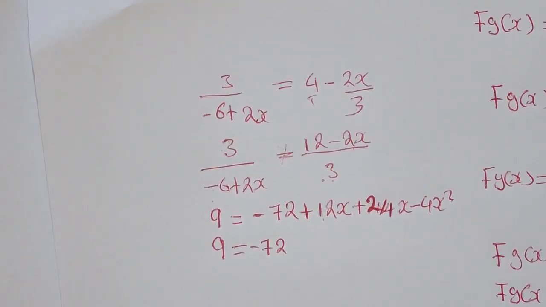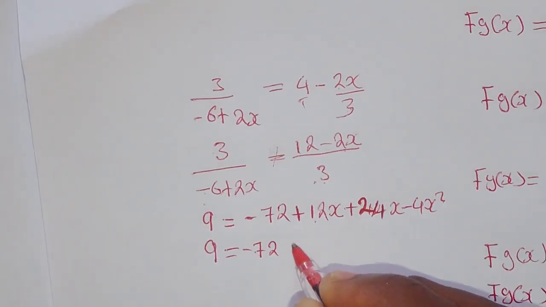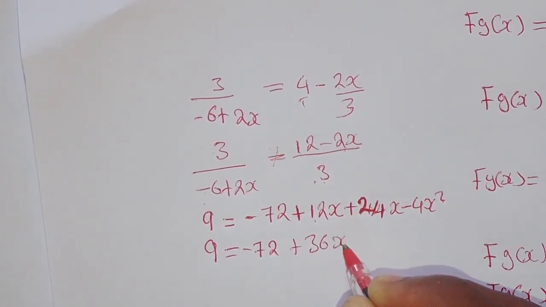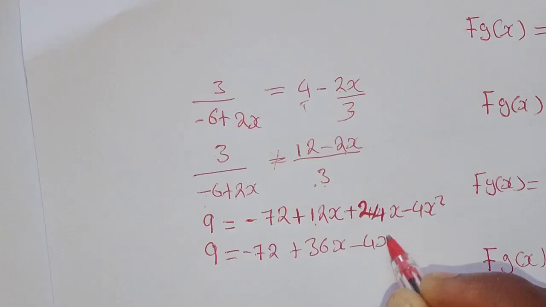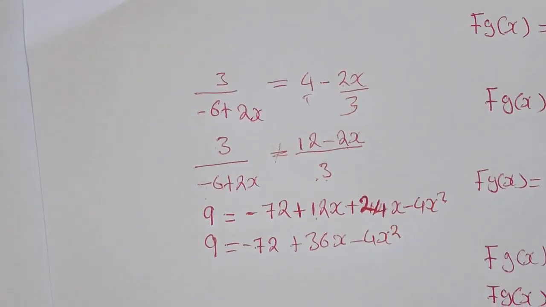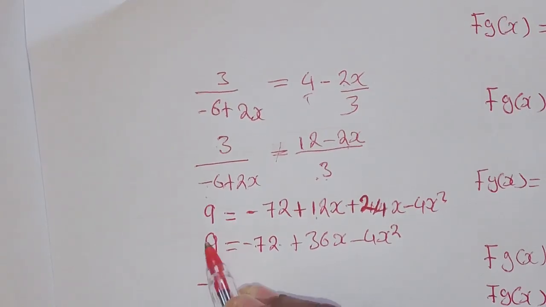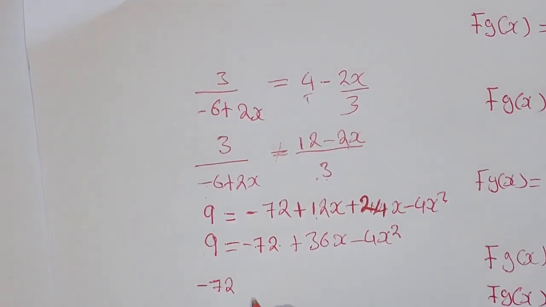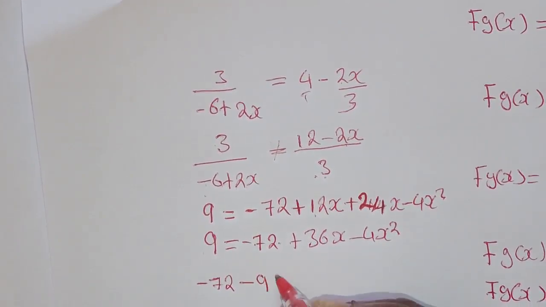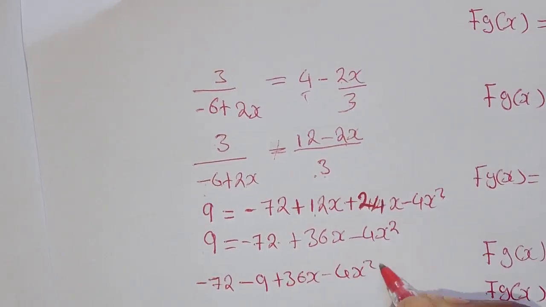12x plus 24x. This will give you 36x. Okay, minus 4x squared. Then we just take this to this side, isn't it? So we are going to have negative 72 minus 9 when it comes to this side, isn't it? Minus 9 plus 36x minus 4x squared is equal to 0.